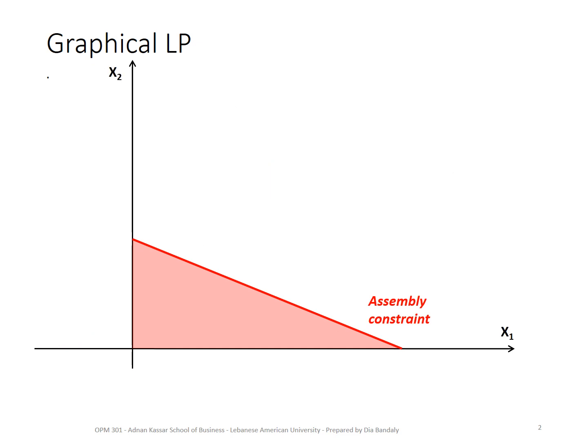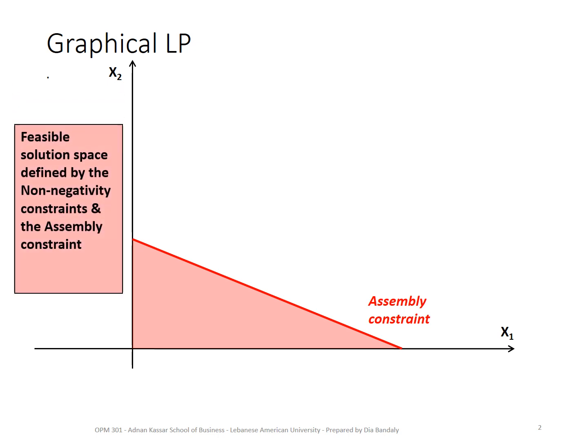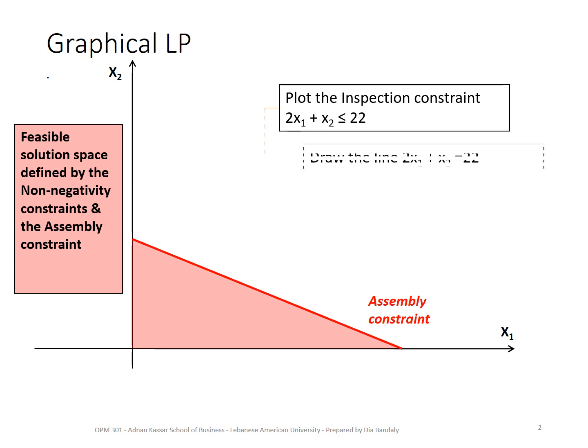Okay, so this is where we ended in the previous steps, and this red area is now, sorry, the feasible solution space. That is the result of the non-negativity constraint and the assembly constraint. So let's use one more. We have the inspection constraint. I'm going to go quickly here because these are exactly the same steps.